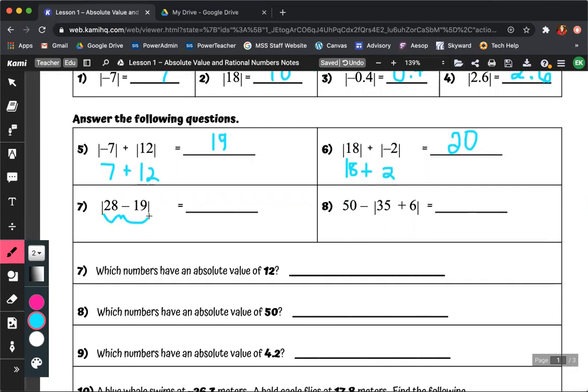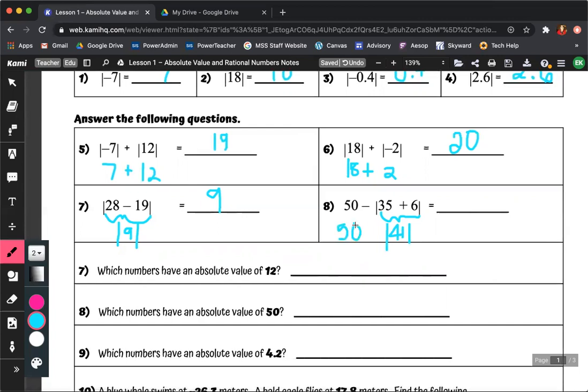Absolute value signs can kind of be thought of like parentheses. They're grouping symbols, so we do them first. So first I'm going to do 28 minus 19, which is 9. So we are finding the absolute value of 9, which is 9. And then here again, kind of like parentheses. First I'm going to do within the absolute value signs, 35 plus 6 is 41. We're doing 50 minus the absolute value of 41. So 50 minus 41 is 9.